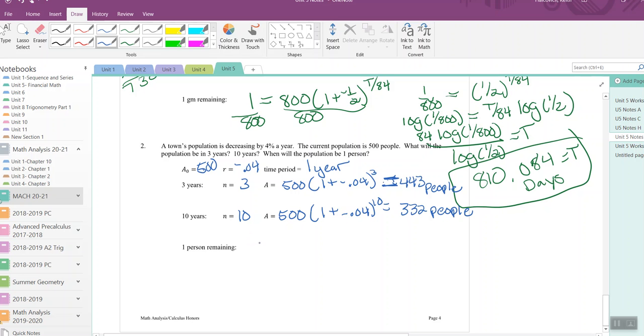When will it be 1 person? So you say 1 is equal to 500 times 0.96 to the t. So then you divide by 500. So 1 over 500 is equal to 0.96 to the t.